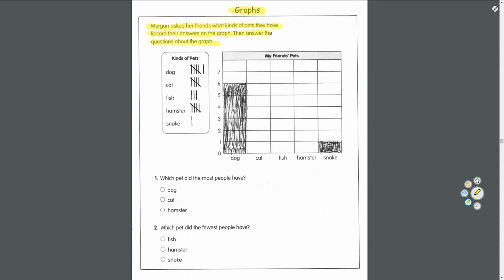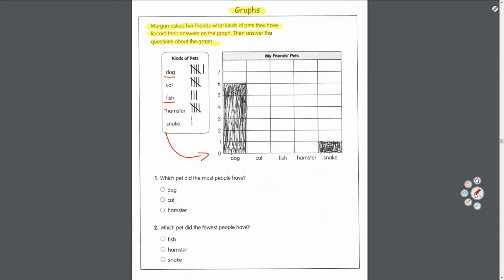So it's like she had a piece of paper, and she went up to Billy and said, "Hey, Billy, what kind of pets do you have?" He's like, "I have a dog and a fish." So she would check off dog and fish. And we need to use this to fill in the graph. And I did some of them for you.